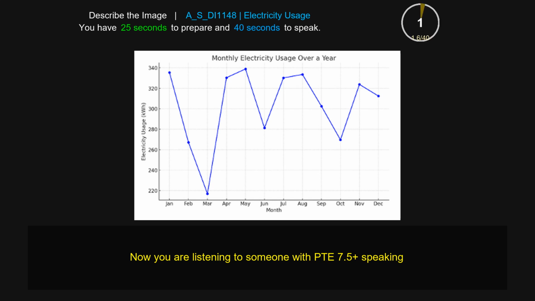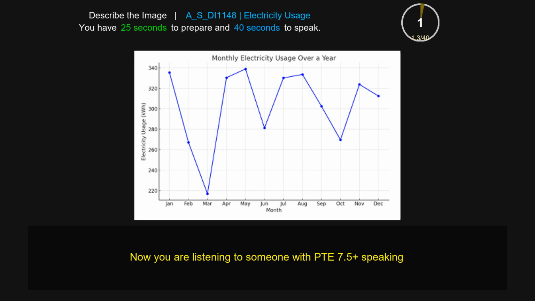The graph below talks about the monthly electricity usage over a year. The y-axis talks about the electricity usage, whereas the x-axis talks about the months. We can clearly see from the graph that the month in which the highest amount of electricity is used is May, and the least amount of electricity used is in the month of March. Overall, the graph talks about the monthly electricity usage over a year, that is over 12 months.